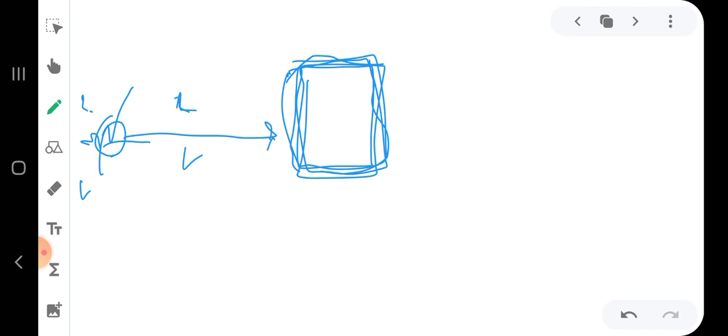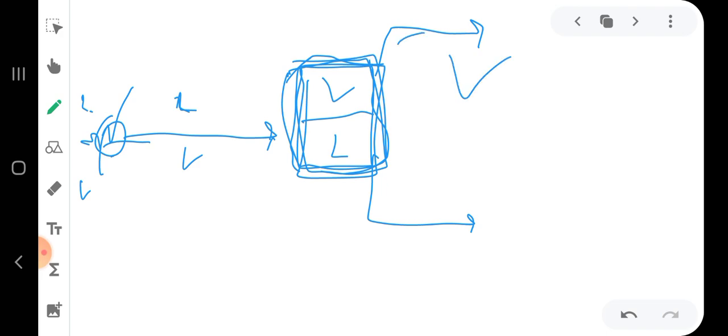What will happen when they meet? The liquid will go down because of the gravitational force, and the vapor will go up, because the vapor is lighter. It has a lower density, so it will go up. So I can provide two streams there, where the top stream will be vapor and the bottom stream will be liquid.